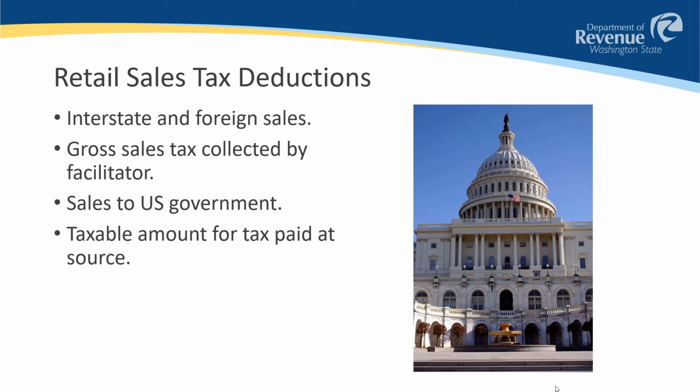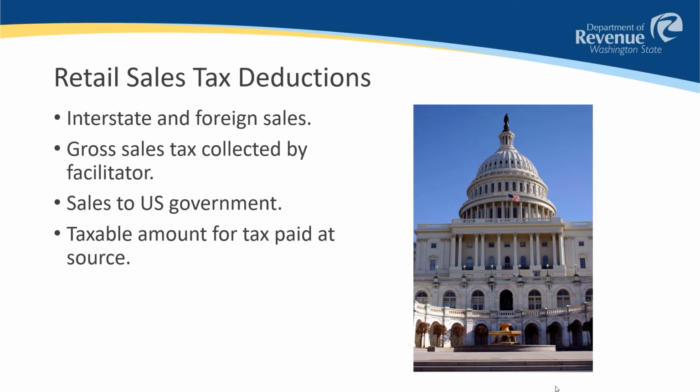Gross sales tax collected by facilitator. This deduction is used by marketplace sellers where a marketplace facilitator collects and pays Washington sales tax on their behalf. You need to have proof the facilitator is collecting sales tax on your behalf. Marketplace facilitators are required to provide you with gross sales information for all Washington sales, which you can then use to calculate your B&O tax and any other applicable taxes.